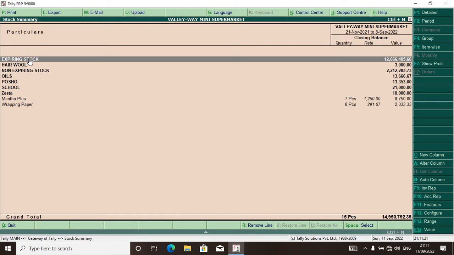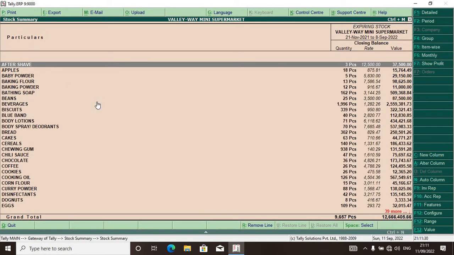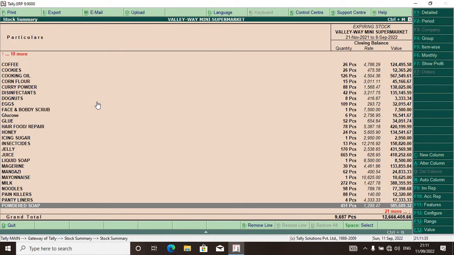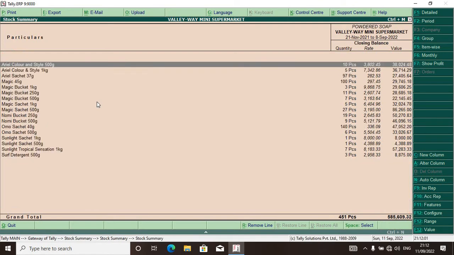For our case, it is under the category of expiring stock, under the subcategory of powdered soap. So for these categories, what you do to find them first, you just need to press the first letter of that word. Now for my case, I had to press P. For your case, you might end up maybe pressing C, A, F. It depends. Now just select it, you press enter.